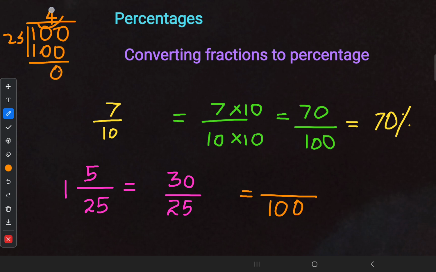So now we found the particular multiplicand. Let's simplify. 25 multiplied by 4, that is 100. Similarly, the numerator also should be multiplied by 4. 30 multiplied by 4, that would be 120. Denominator is 100, numerator is 120. So we can express it as 120 percentage.